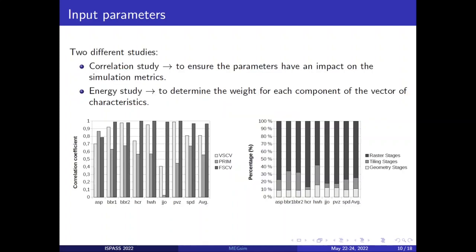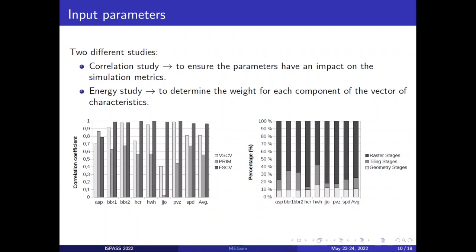In order to guarantee the parameters have an impact on the number of cycles, we decided to do a correlation study. The diagram on the left shows the results. It can be observed that the characterizing input parameters, especially the shader counts, have a high correlation with the total number of cycles. However, the number of primitives has a more limited impact on such metric. Therefore, since the impact is different, it could make sense to set a weight for each parameter.